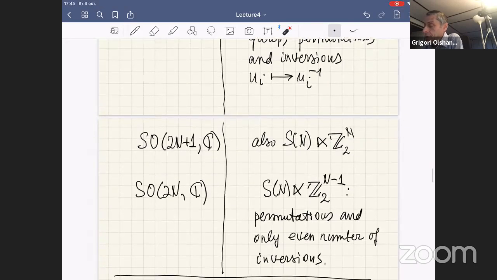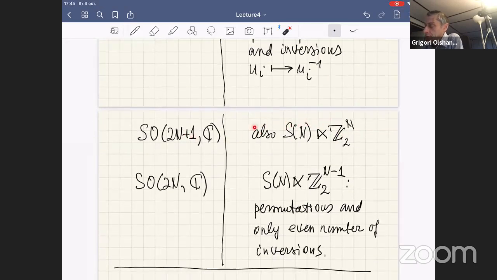In type B, the situation is exactly the same group here. But type D presents some more subtle structure. Instead of this group, we have the index-two subgroup of this one. So we still have the permutations, which are arbitrary, but this subgroup, by definition, consists only of an even number of inversions.